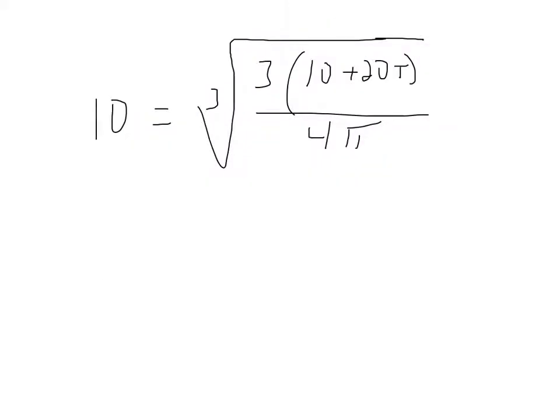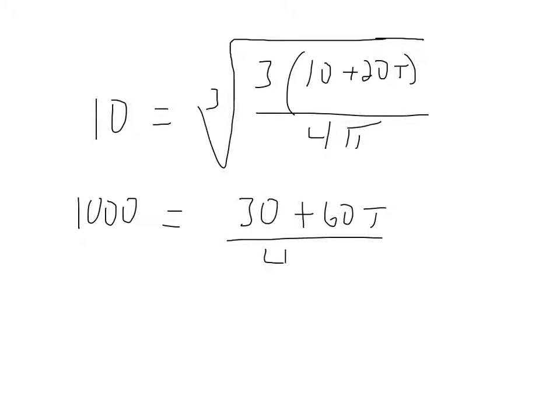To do this algebraically, analytically, if you see me say solve it analytically, that means you want to do the algebra. I have to do the inverse operation of taking the cube root. Undo the cube root, I'll say. So I'm going to cube both sides of the equation. 10 cubed is 1,000. I'm also going to distribute that 3 through, so 30 plus 60t all over 4 pi. I'm going to multiply both sides by 4 pi because now what I have is a proportion. So I've got 4,000 pi equals 30 plus 60t.